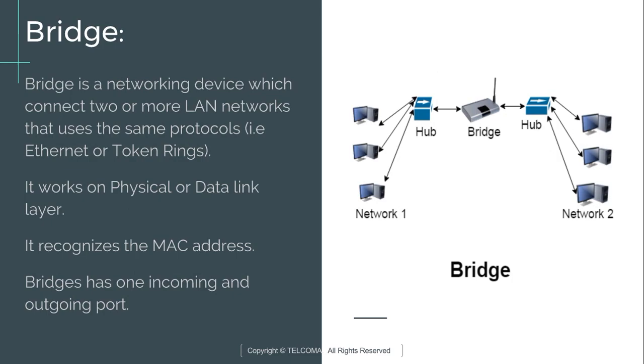The next network element is bridge. A bridge is a networking device which connects two or more LAN networks that use the same protocol, that is Ethernet or token ring. Means the networks which are working on the same protocol can be connected using a bridge. It works on the physical as well as data link layer. It recognizes MAC addresses like a switch, and a bridge has one incoming port and one outgoing port.